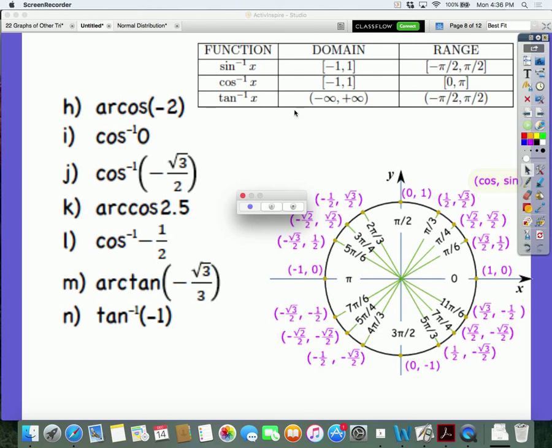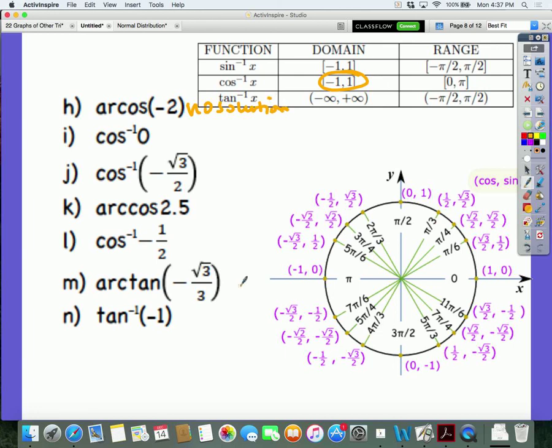So here's the chart again. Just as a reference, we're going to do this one right here. This should say arc, an extra C, missing a C there. Arc cosine of negative 2. Remember, that's the same thing as saying cosine inverse. And so we have to look at our domain, make sure that negative 2 falls in our domain. And if you look, it doesn't. So there's no solution for this one.